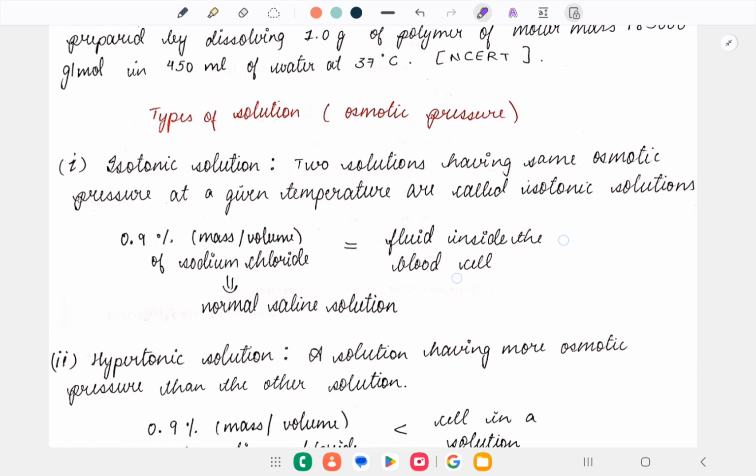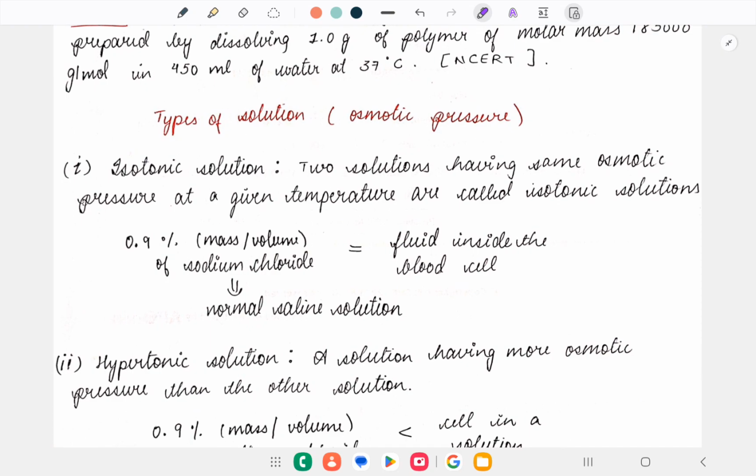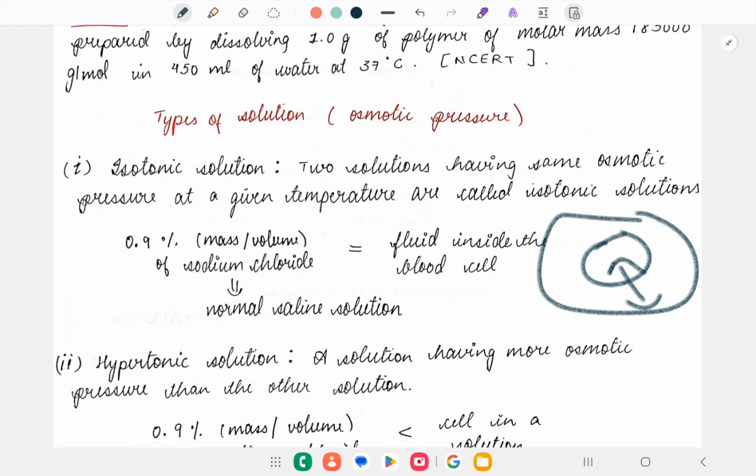One example is that the osmotic pressure associated with the fluid inside the blood cell is equivalent to that of 0.9% mass by volume of sodium chloride, which is called the normal saline solution, and it is safe to inject intravenously. So here, the solvent particles will move in both the backward and forward ways, and the cell size will be normal in isotonic solutions.